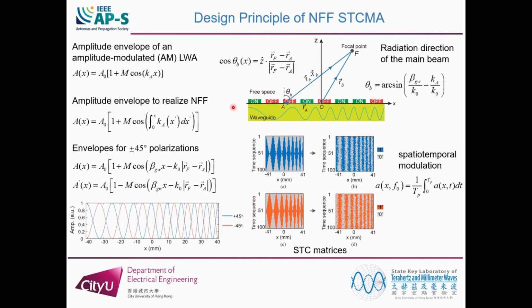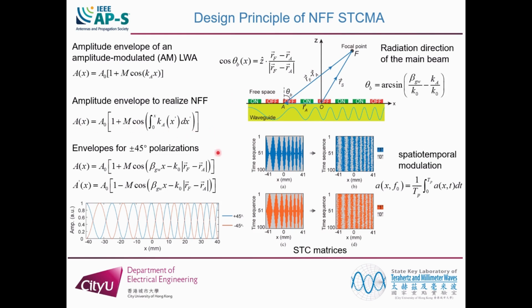We show that the STCMA can achieve NFF at the fundamental frequency. The STCMA can be viewed as a type of LWA that progressively leaks energy from the waveguide into free space. To realize high directivity pencil beam radiation, the amplitude envelope of an amplitude modulated AM LWA should follow the sinusoidal waveform. To achieve NFF, the amplitude envelope should be generalized into the following equation.